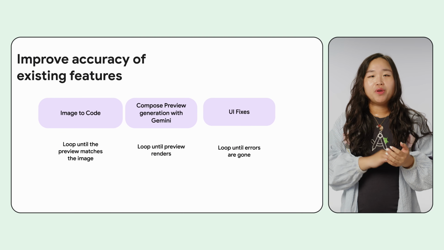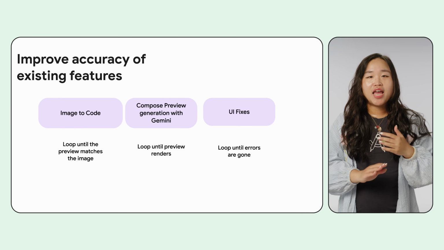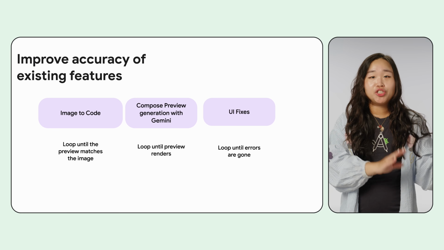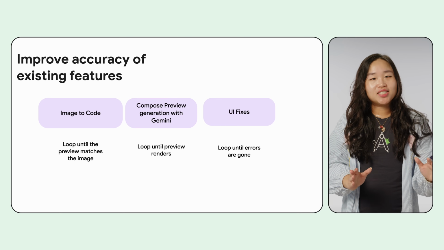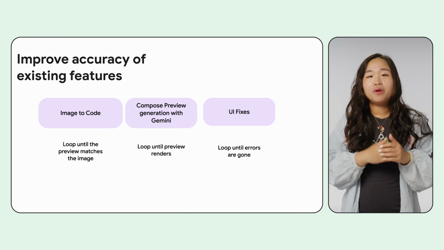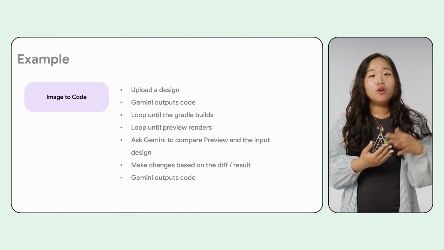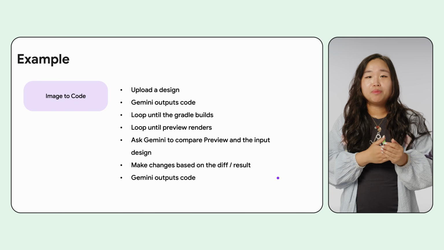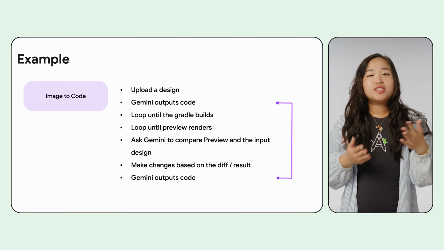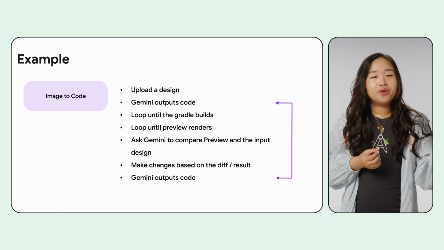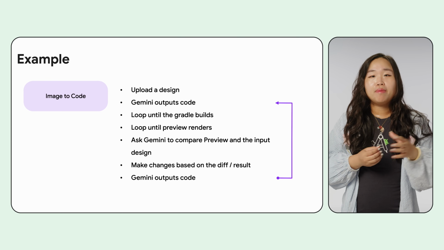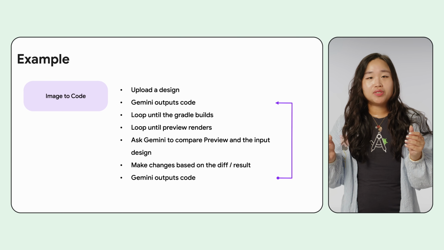Beyond new features, we also want to improve the accuracy and context relevance of our existing features. Thus, we are starting to explore and experiment with agents to see if there are ways we can loop until errors are fixed. For example, for tasks such as preview generation, to loop the results until the preview renders. Similarly for image to code, we want to loop until the input image matches the end result previews.